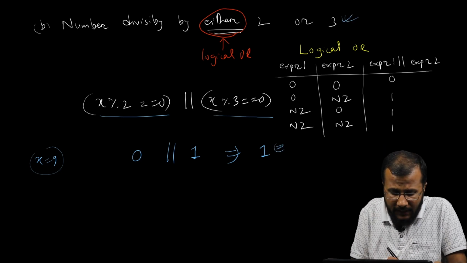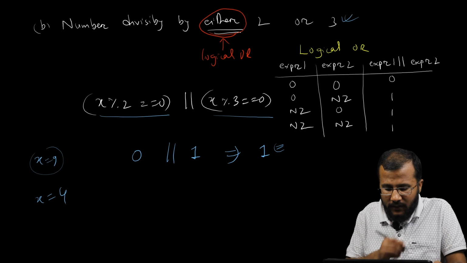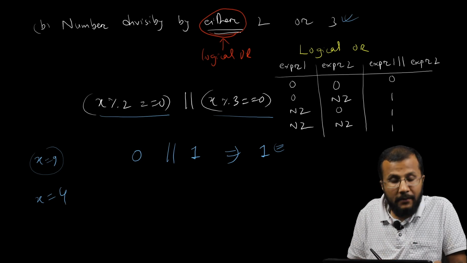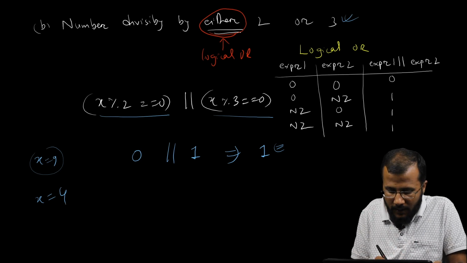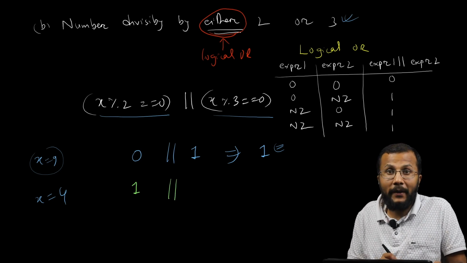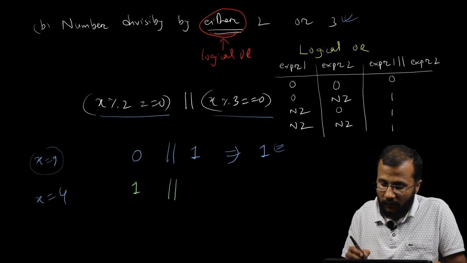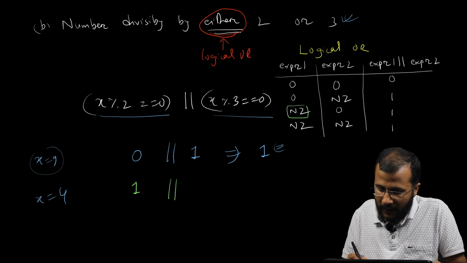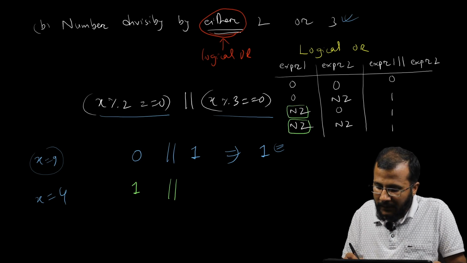Now let's try with x equals 4. If x equals 4, 4 is divisible by 2. That is correct, so this is 1. Now, whenever in logical OR the first operand is 1, this is true, whatever may be the second operand, it does not matter, the output is always true.